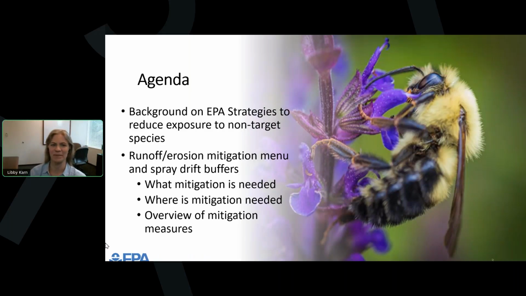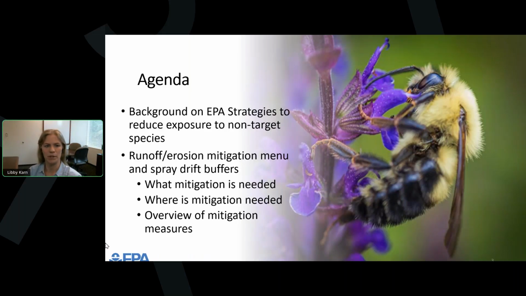Hi everyone, my name is Libby, and today I'm going to talk to you about mitigation measures for reducing pesticide runoff and erosion and mitigation measures for pesticide spray drift. These are part of EPA's new strategies to reduce pesticide exposure to non-target species, including species listed under the Endangered Species Act, or ESA. I'm going to start with an overview of the strategies and the mitigation menu.